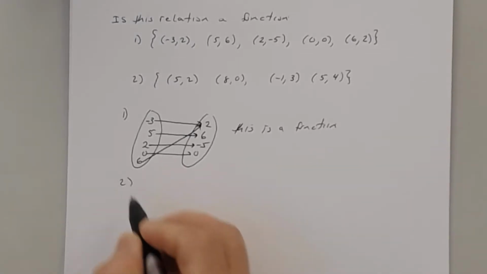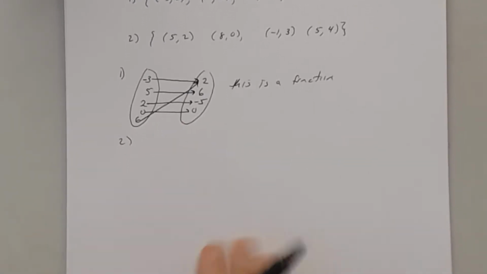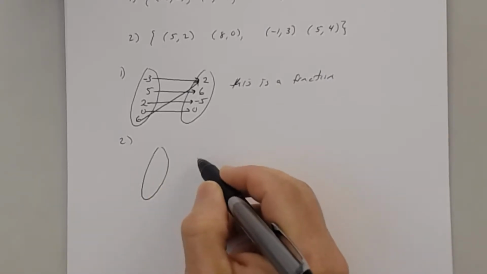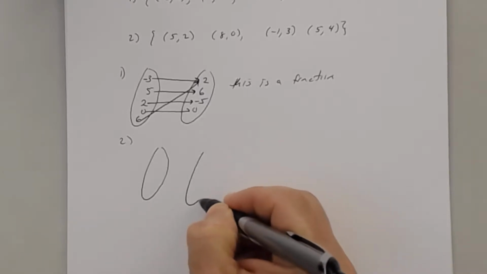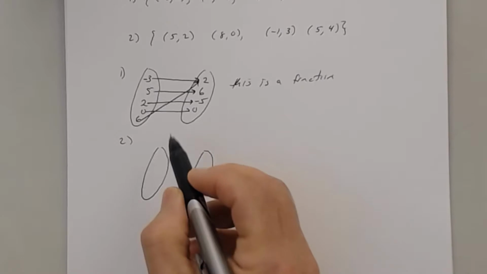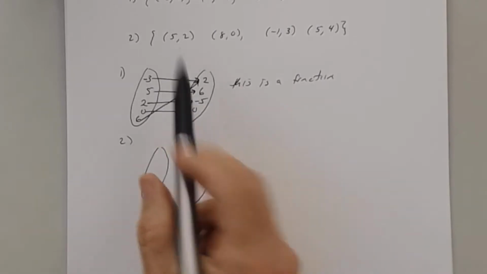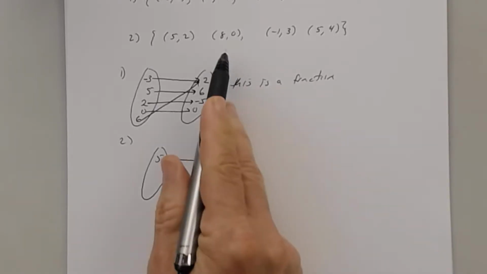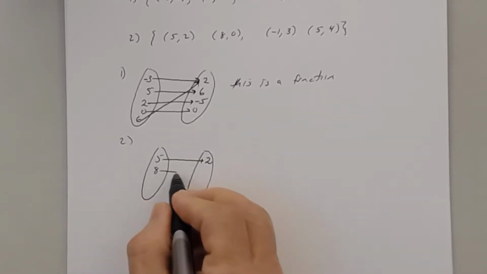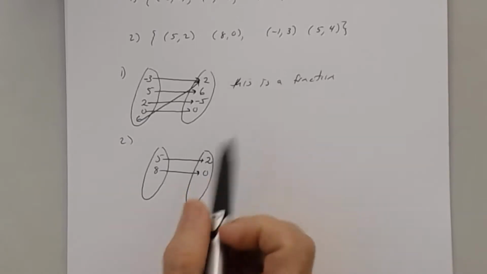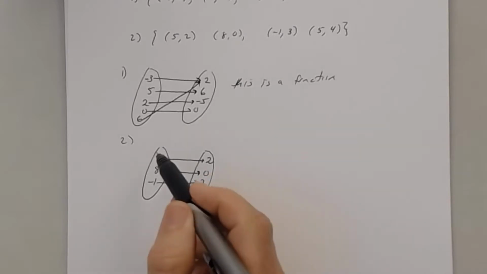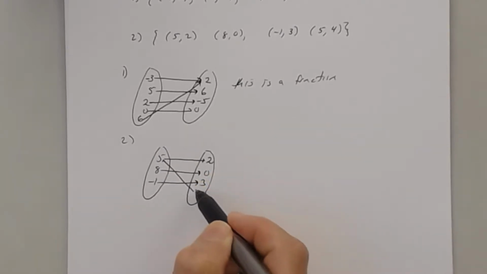Okay, number 2, same idea. You're going to do a mapping. So in your test, make sure you remember that. Some of you didn't use the word mapping when I asked you that question. You need to know the words. Use a mapping. Here, x is 5. It gets mapped to 2. X here is 8. It gets mapped to 0. -1 gets mapped to 3. And 5, which I already have, it gets mapped to 4.